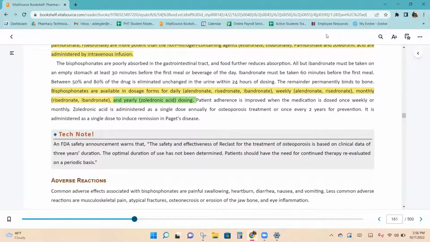Zoledronic acid can be administered as a single dose annually for osteoporosis treatment or once every 2 years for prevention. It is also administered as a single dose to induce remission in Paget's disease. So if you're one of those people that can't take their medications on time, you can get an injection that will last for the whole year.